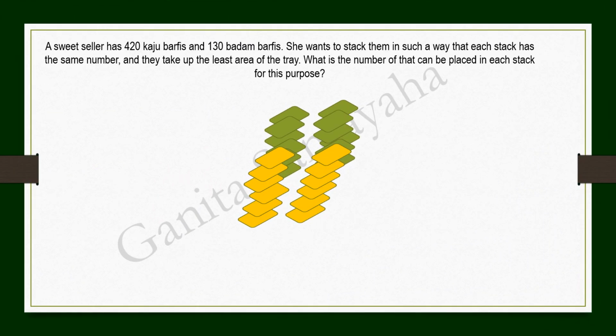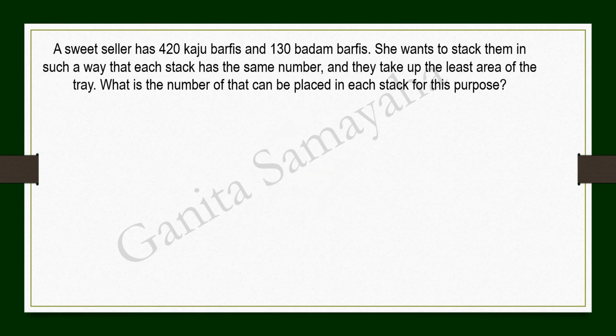Then they will have the least area, isn't it? So that means we are asked to find the maximum number that can be there in each stack. And it should be common because we should have the same number. Each stack must have the same number, and we must find the maximum number that can fit in each stack. That is what we are asked to find. That means there must be some number x which divides both 420 and 130, which means that we need to find the HCF of 420 and 130.